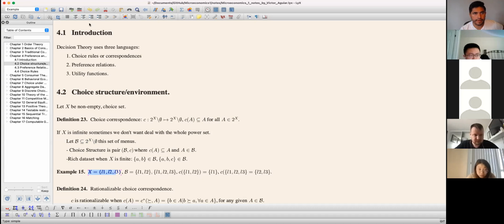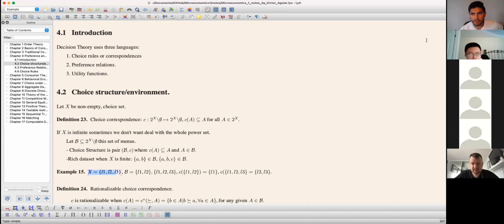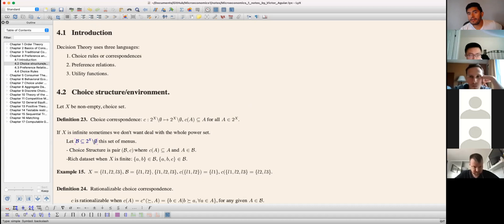Out of 3 items, how many subsets can I form? It'll be 2 to the power 3, right? 8, including the empty set. But my restriction here is that there is no empty set, so you have 1 less: 7. And then, the singleton menus are also boring, because out of a singleton menu, what are you going to pick? So we're just going to remove those. And one particular collection is this one.